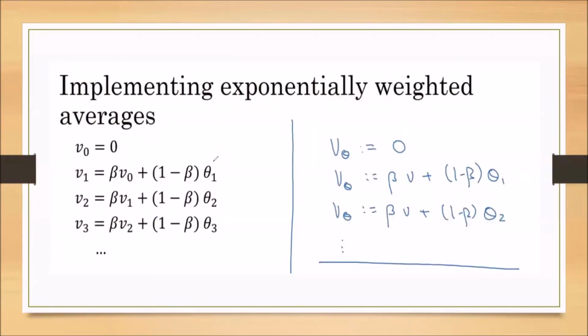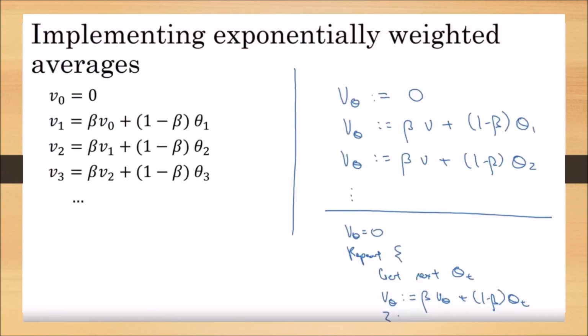Now we are interested in representing it as a program. How to write this? First we write V naught equal to 0. Second we write V1 is equal to beta V naught plus 1 minus beta into theta 1, and so on we will progress. But whenever we write the program, we can directly write V equal to 0, then V equal to beta V. Or if you take V theta, then you write V theta is equal to beta V theta plus 1 minus beta into theta 1. When we execute it as a program, we can do it in a single line.